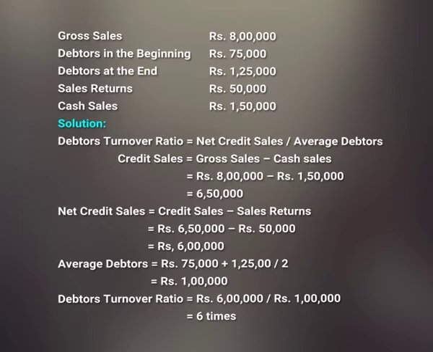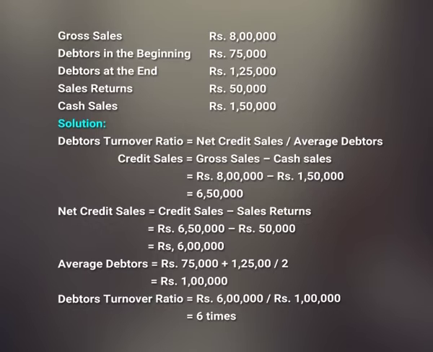Now, we will see one more question on this ratio, that is, calculate debtors turnover ratio from the following. Gross sales given to us is rupees 8 lakhs. Debtors in the beginning is rupees 75,000. Debtors at the end is given to us as rupees 1,25,000. Then we have sales returns of rupees 50,000, cash sales of rupees 1,50,000. Now, let us see the solution to this question.